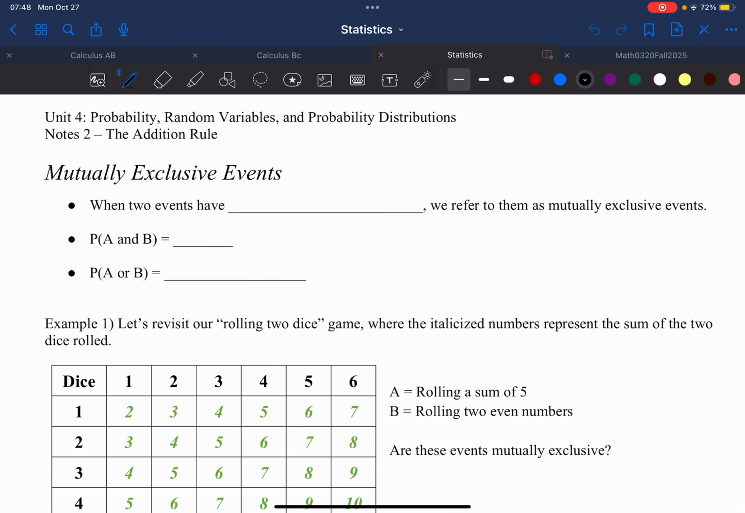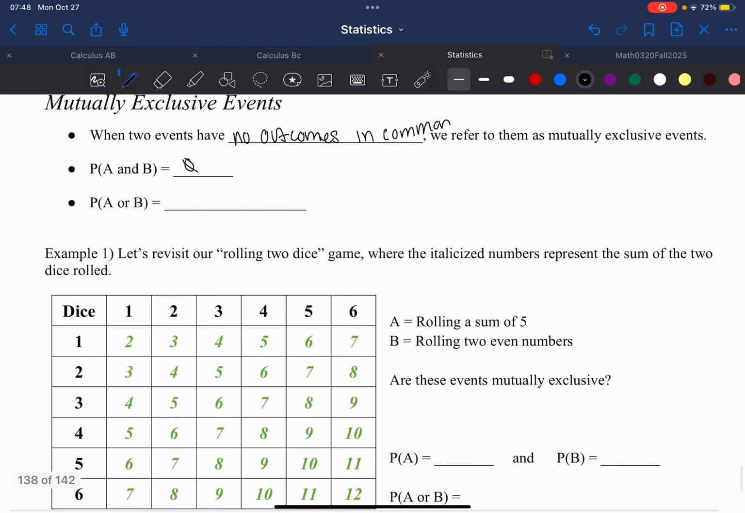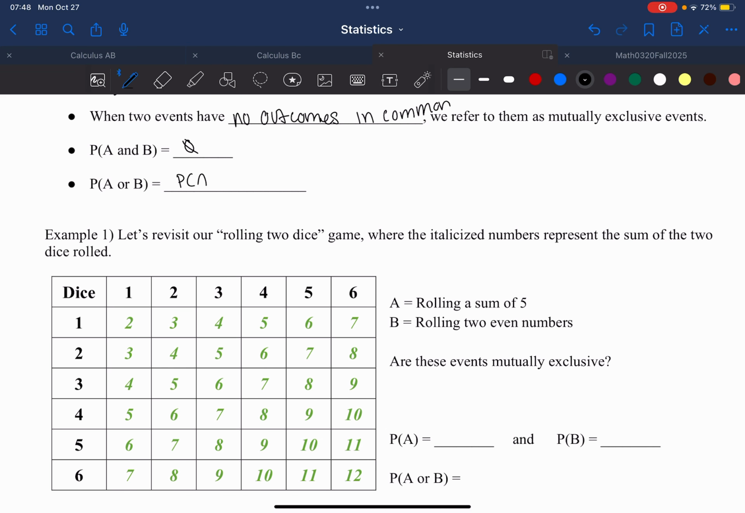Okay, notes 2, the addition rule. So first we're going to talk about mutually exclusive events. When two events have no outcomes in common, we refer to them as mutually exclusive events. So you would see the formula as the probability of A and B is 0, or you could see this as the probability of A or B, which is the probability of A plus the probability of B.